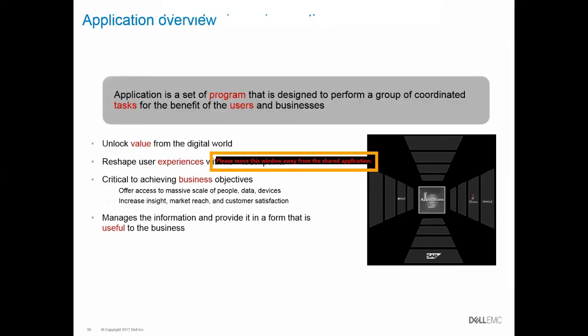So let's start with the topmost layer, which is the application layer. This is the basic thing which you have learned in your basic computer courses. An application is a set of programs which is developed in order to attain a certain set of tasks by the user and the businesses. So you have different applications. For example, email is an application. Web browsing is an application.